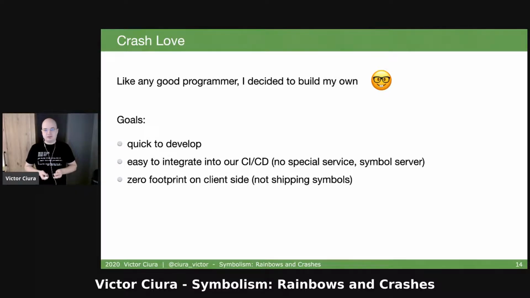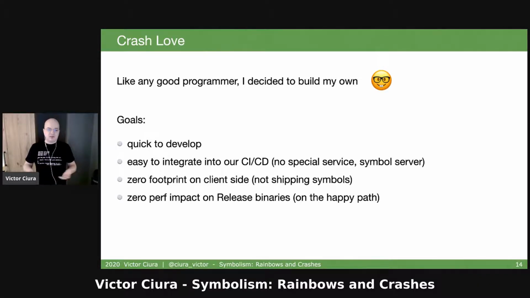As it turns out, the application that we work on is fairly big, and for example, for debug build, the symbols are over 1 gigabyte, and for release build, they are close to 600-700 megabytes. So it's fairly big. You don't want that footprint on the client computer. Zero performance impact on release binaries, of course, on the happy path.